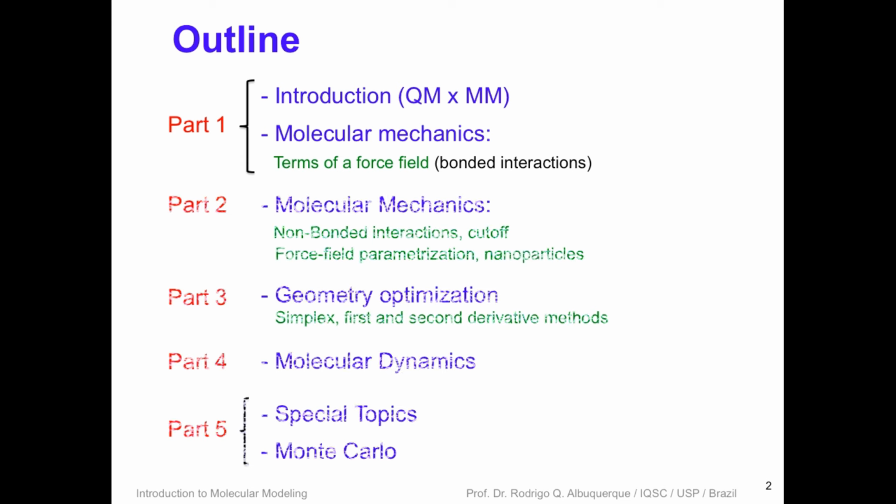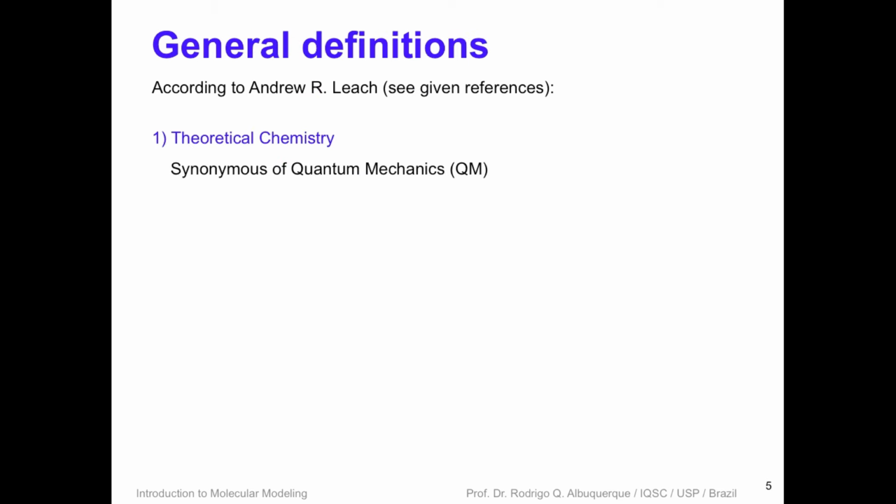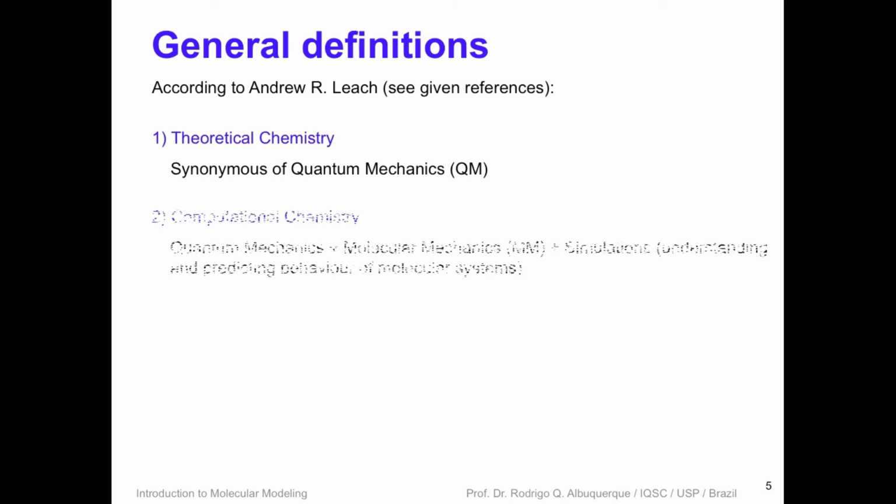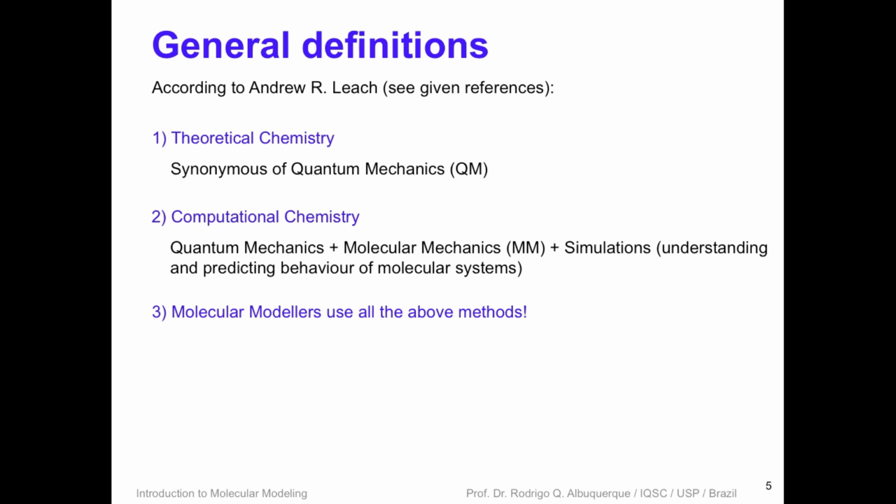Let's begin Part 1. Let's begin making some definitions. According to Andrew Leach, theoretical chemistry is a synonym of quantum mechanics, while computational chemistry is synonymous of quantum mechanics plus molecular mechanics plus simulations, understanding and predicting behavior of molecular systems. Well, molecular modelers use all of the above methods.